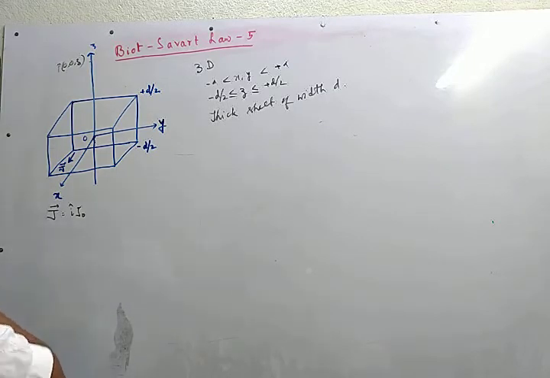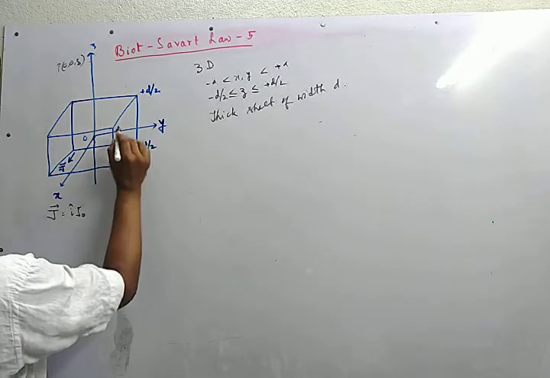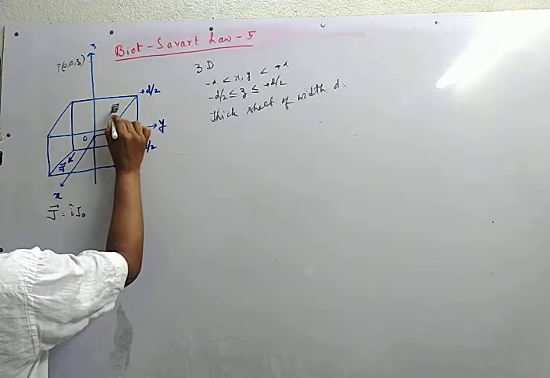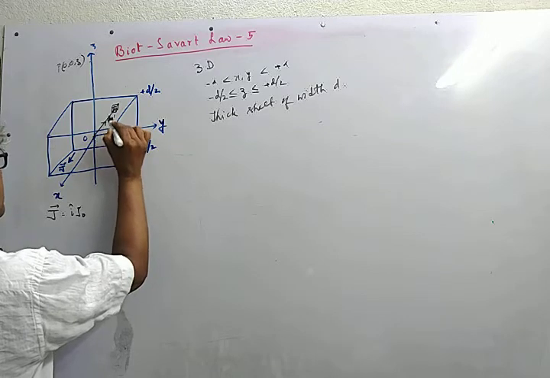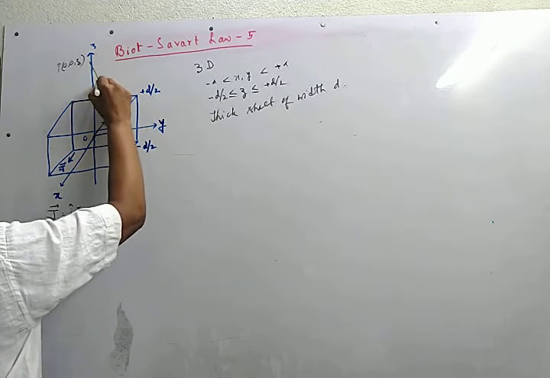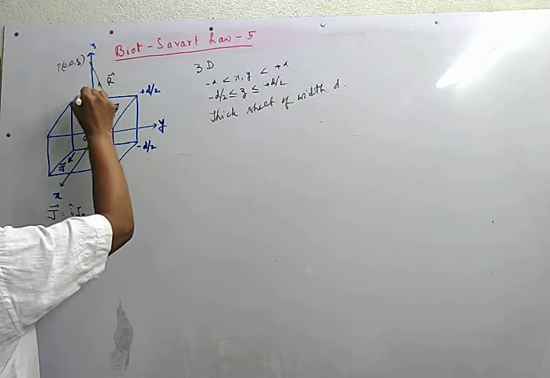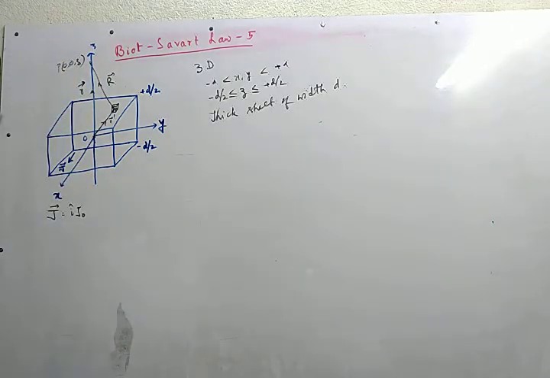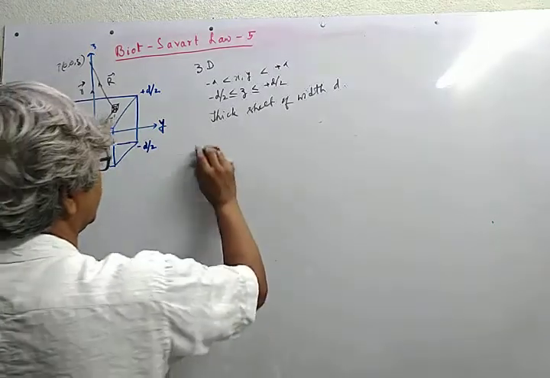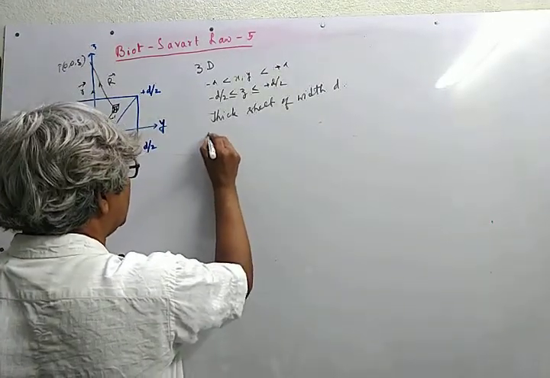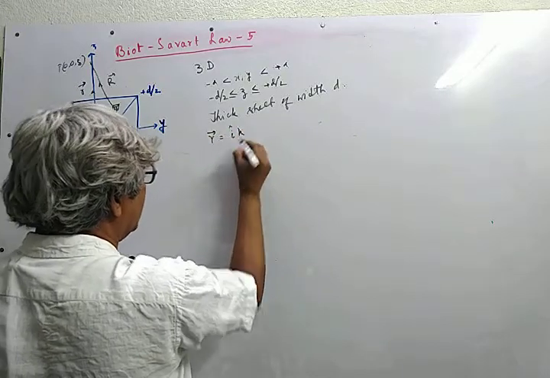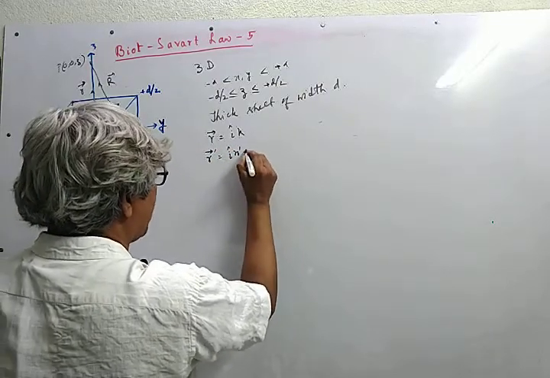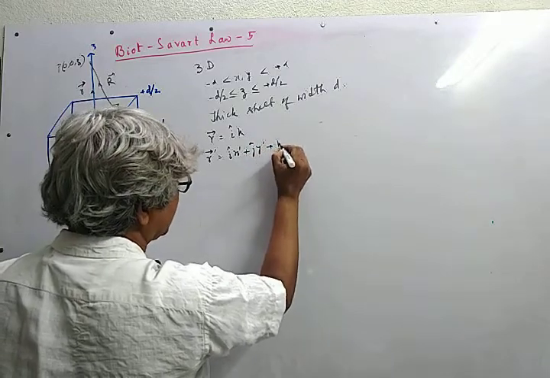We consider a volume element dv prime around r prime, so that this is capital R and this is the field coordinate r. Our aim is to find out the field at P. So let me write this. First, the field vector r is k cap z, the source coordinate r prime is i cap x prime plus j cap y prime plus k cap z prime.